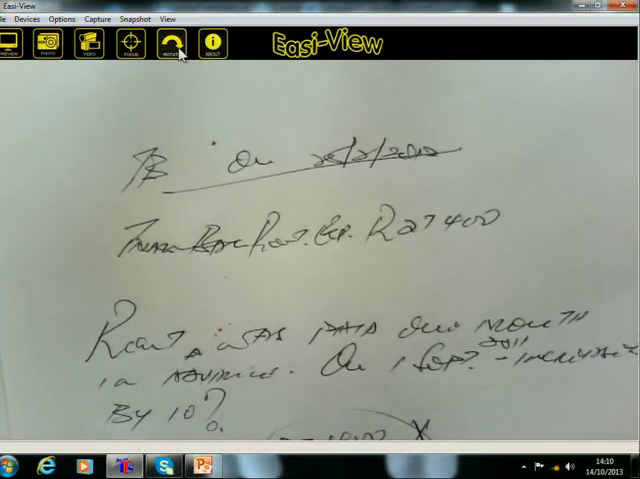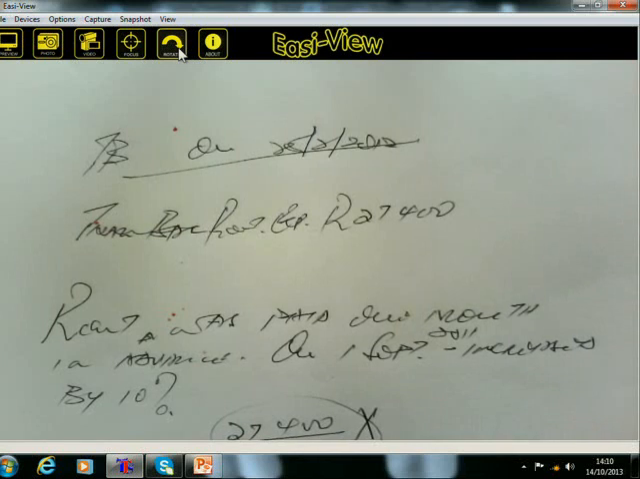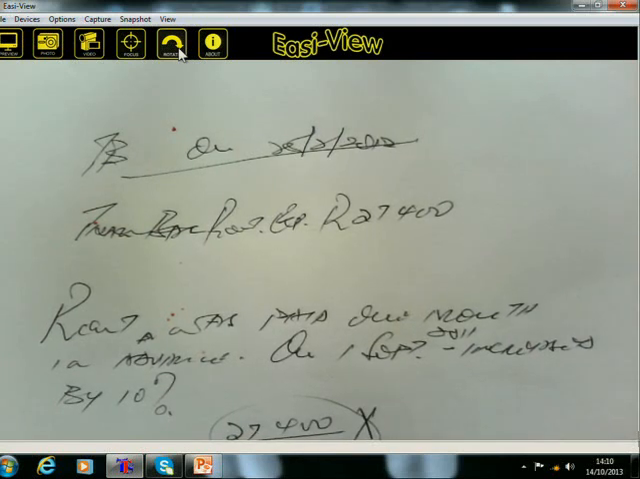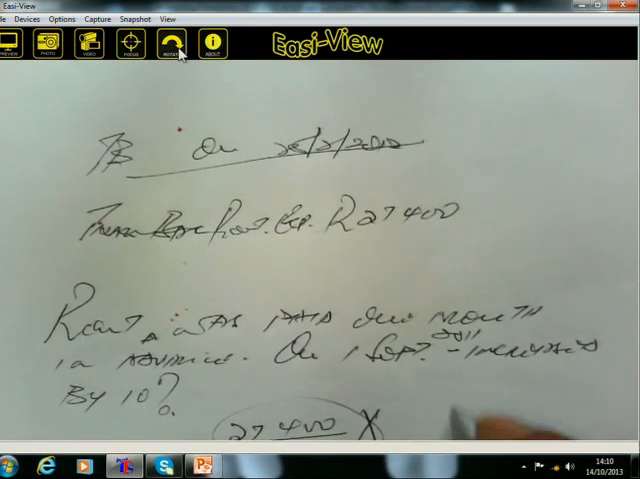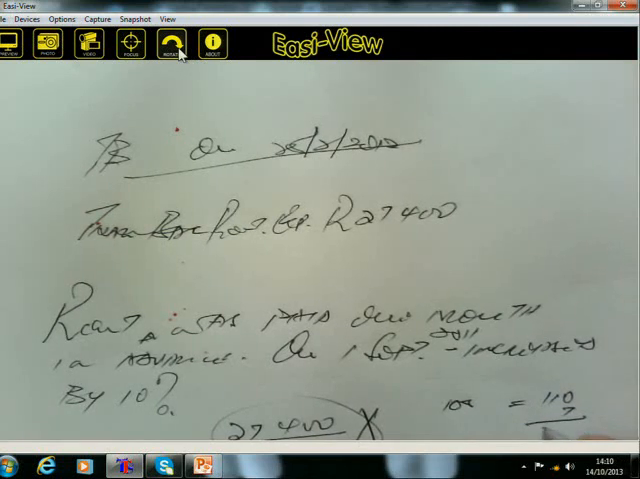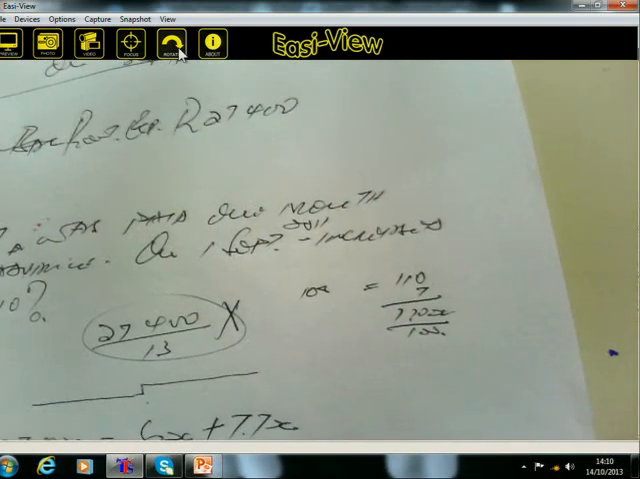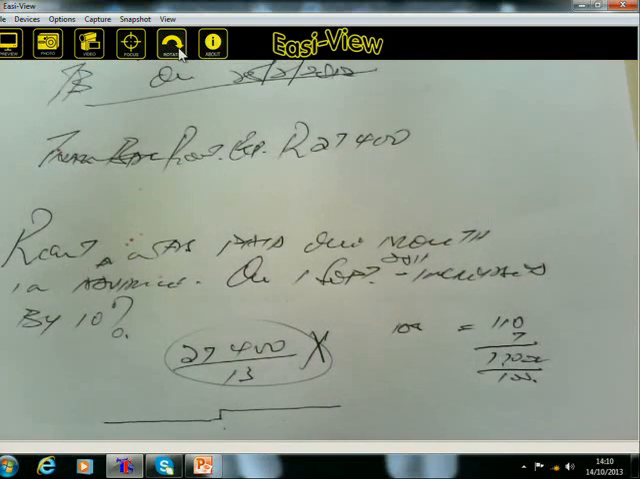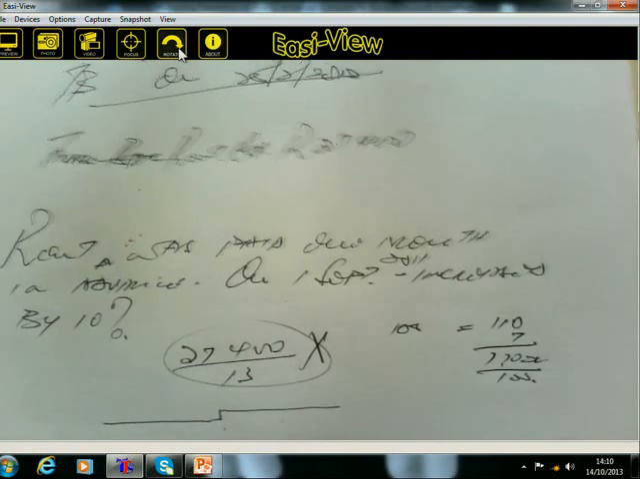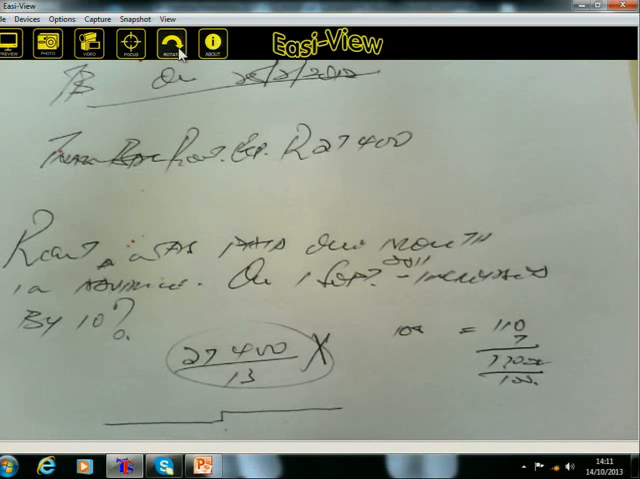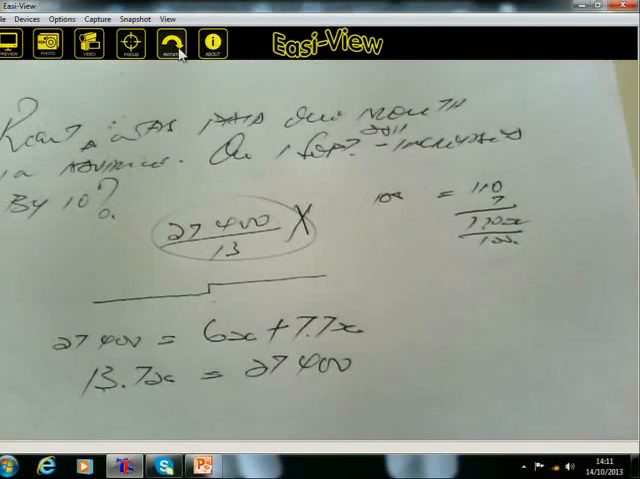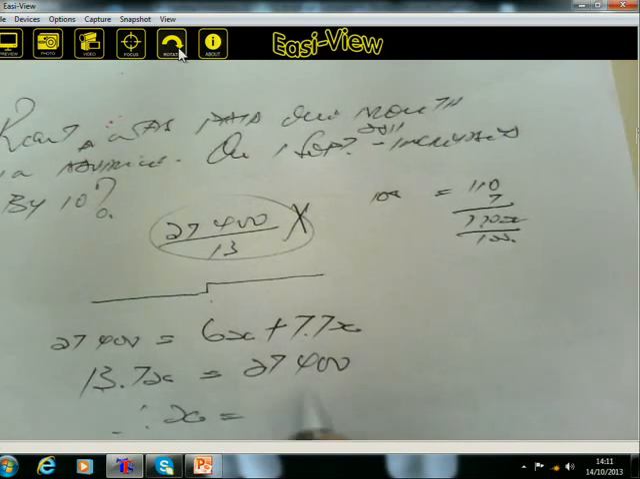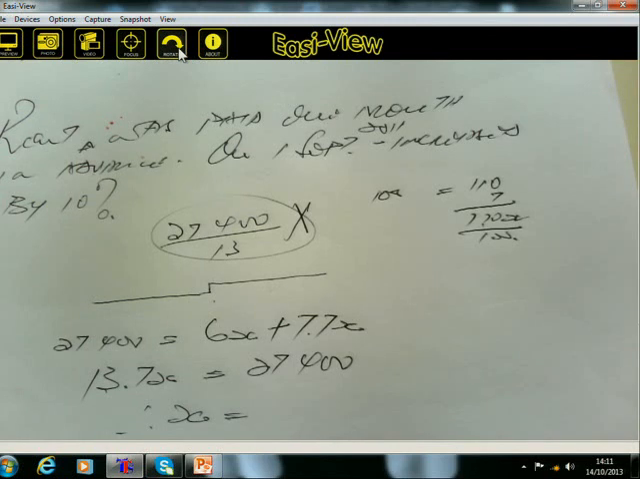Plus, for 7 months, it increased by 10%. That means for 7 months, it was 7.7x. You say from 100 to 110, you multiply this by 7, it gives you 770. X divided by 100 will give you 7.7. Right? X. So in essence, 27,400 is made up of 13.7x. 13.7x is equal to 27,400. And if you divide 27,400 by 13.7, it will give you something.